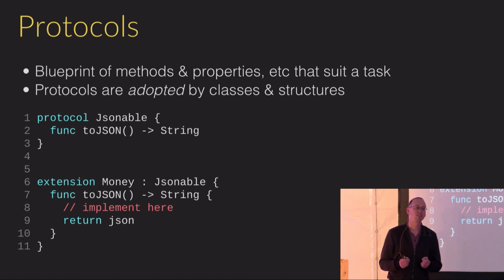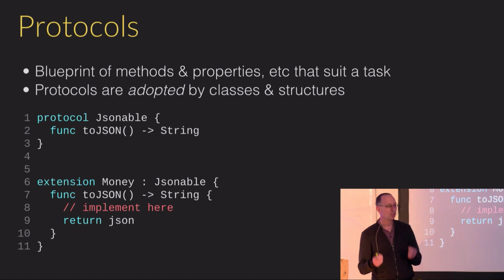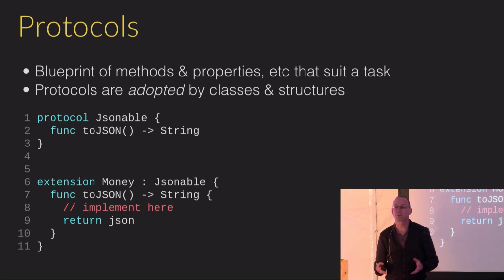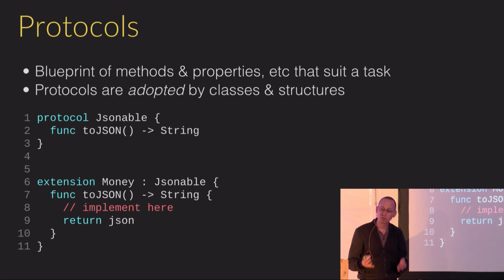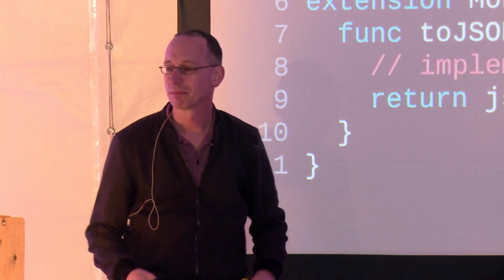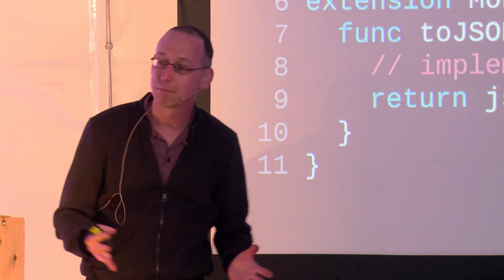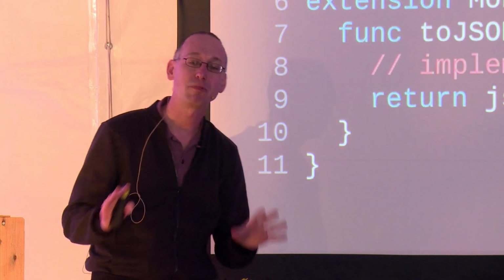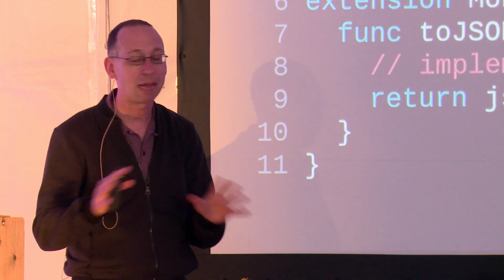To implement the protocol, or to adopt the protocol, we use a colon followed by the protocol name. So you can see here, colon JSONable. We have adopted the protocol. Because we have adopted the protocol, we have to implement the function. Otherwise, the compiler gets upset. That's all fine. That's nice. That's very predictable. We're all quite happy with that.